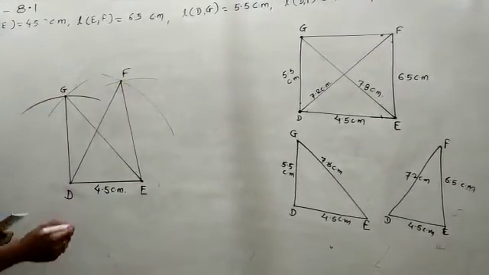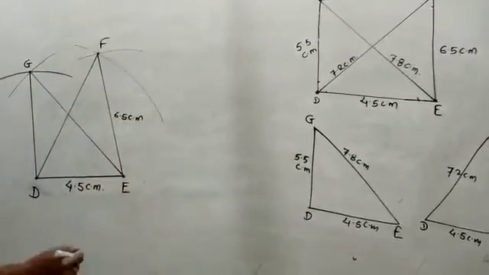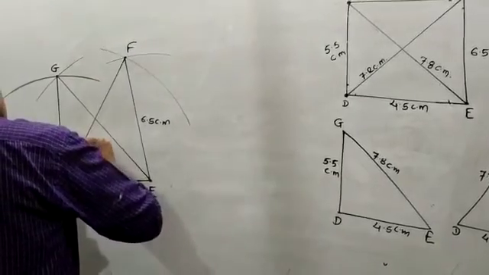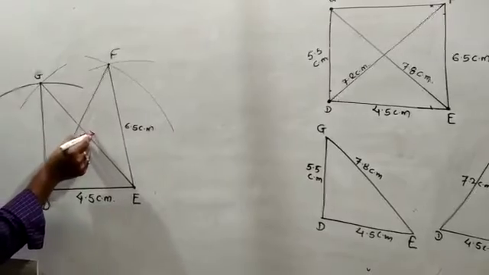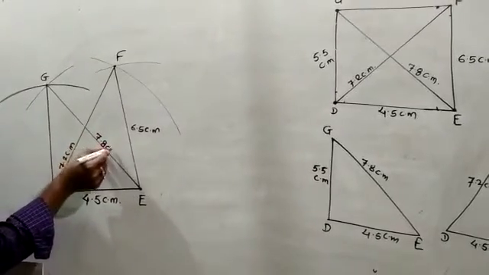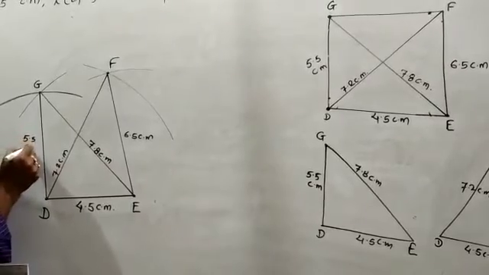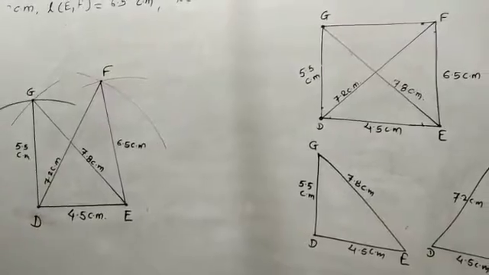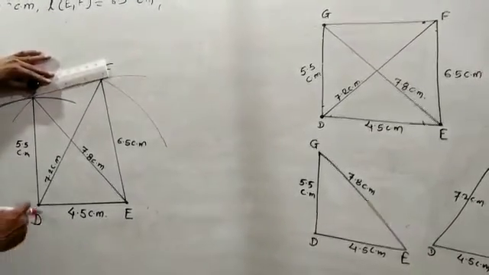So you have to write the measures. This one is 6.5 centimeter. This side is 7.2 centimeter. This side is 7.8 centimeter. This one is 5.5 centimeter. These are the diagonals: GE and FD are the diagonals. If the two diagonals and three sides are given, that time you have to construct the quadrilateral this way.